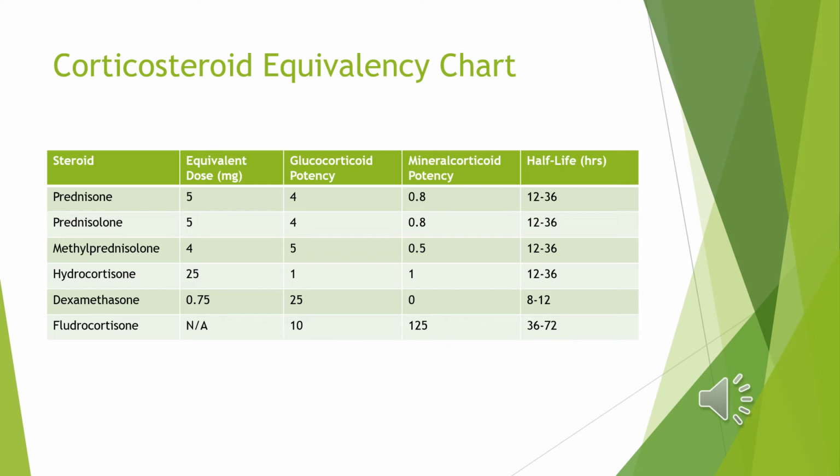On this slide, you can see the different potencies for corticosteroids. For example, compared to 5 milligrams of prednisone, dexamethasone has the same potency at only 0.75 milligrams, making it a highly potent corticosteroid. You also see that fludrocortisone has very little glucocorticoid potency, but a very high mineralocorticoid potency.